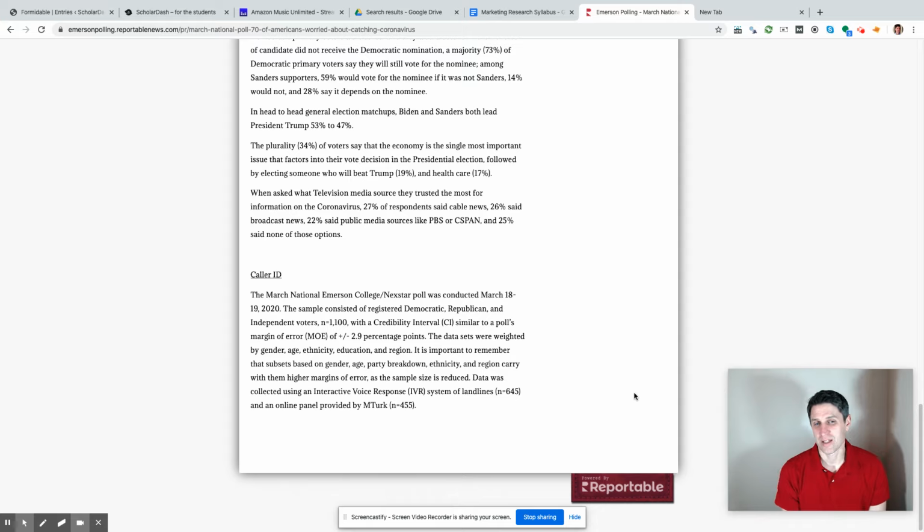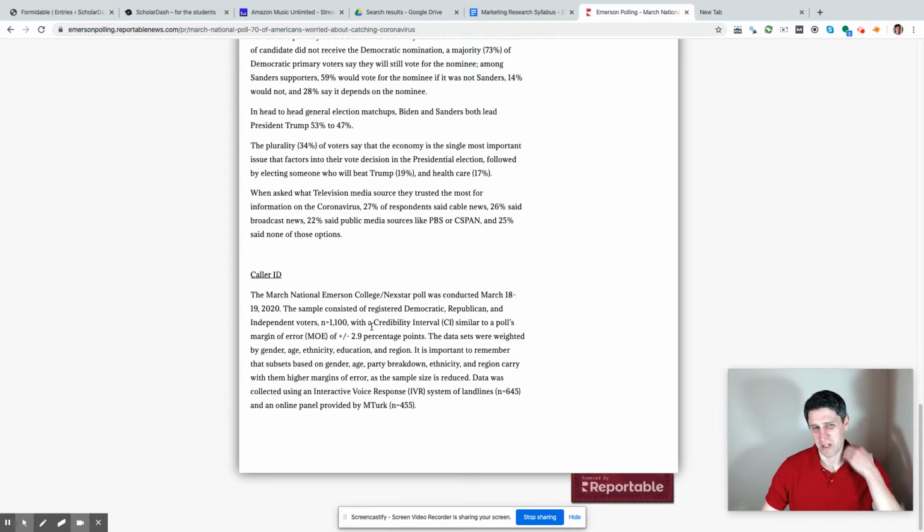N equals 1,100. That means their sample size was 1,100. They talked to 1,100 people, right? So you can see that right there. N equals 1,100.